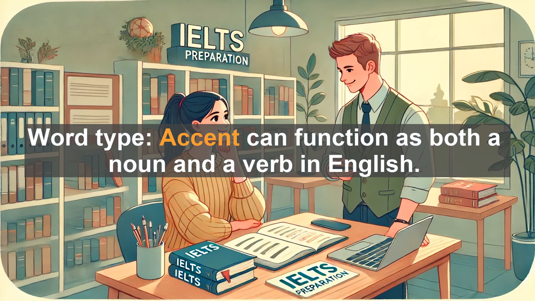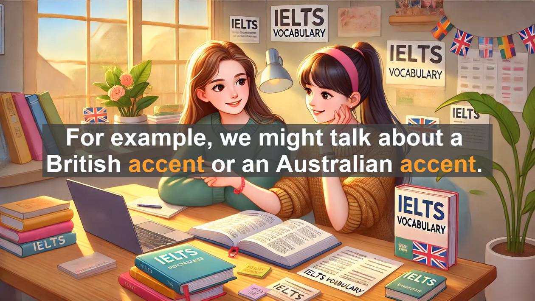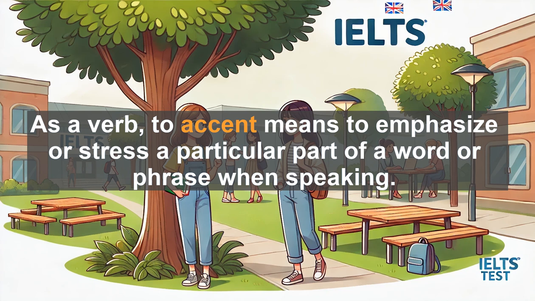Word type. Accent can function as both a noun and a verb in English. Meaning: as a noun, an accent refers to a distinctive way of pronouncing a language, typically associated with a particular country, area, or social class. For example, we might talk about a British accent or an Australian accent. As a verb, to accent means to emphasize or stress a particular part of a word or phrase when speaking.